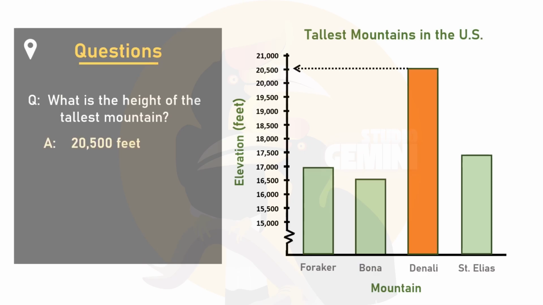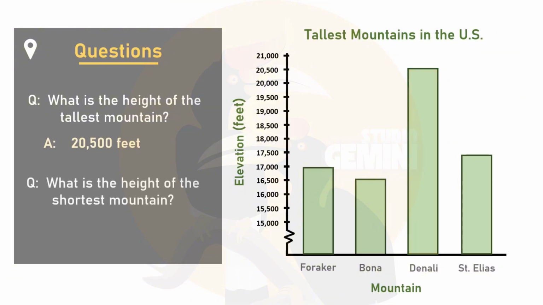Okay, let's use this bar graph to answer another question. What is the height of the shortest mountain? To find the height of the shortest mountain, we have to look at the shortest bar in our graph. We see that Mount Bona has the shortest bar. Comparing the bar to the vertical axis, we see that Mount Bona has an elevation of 16,500 feet. So our answer will be 16,500 feet.